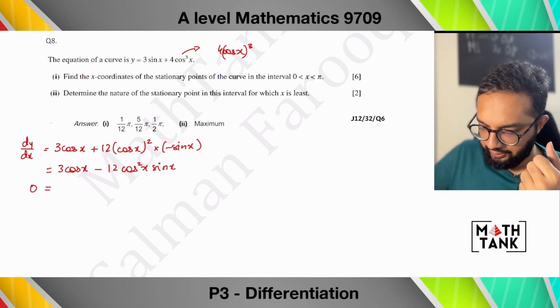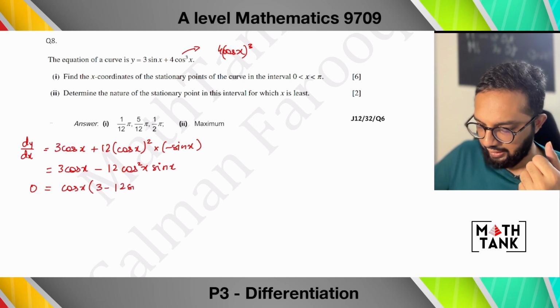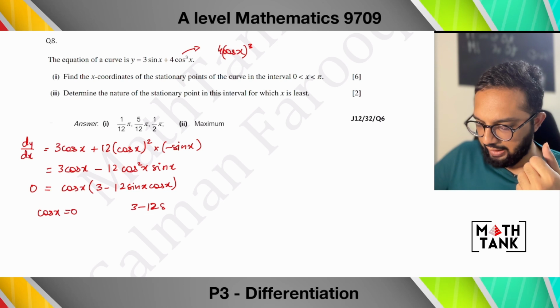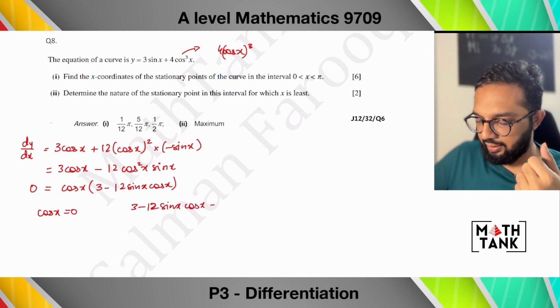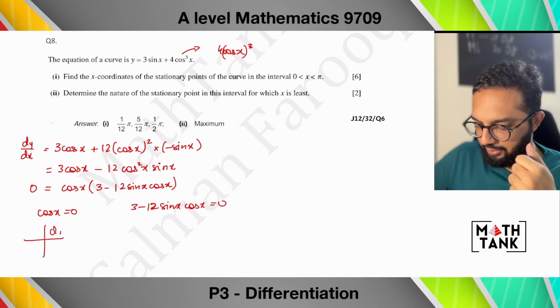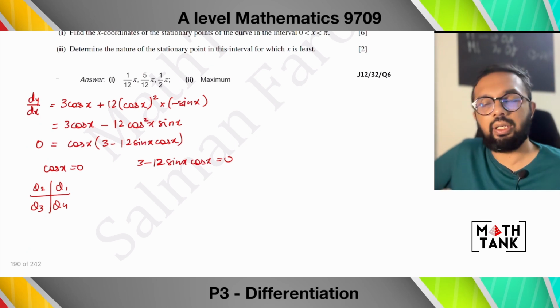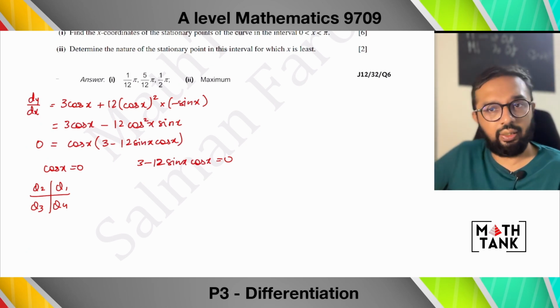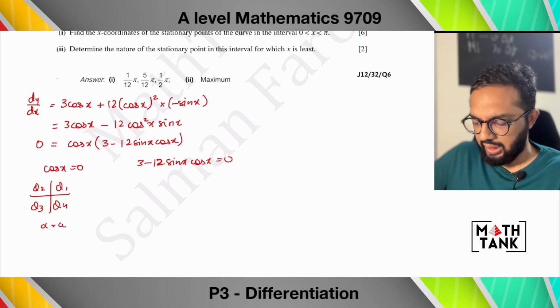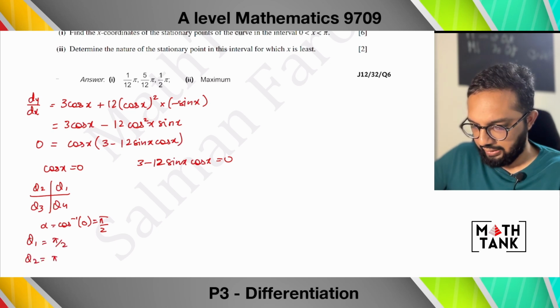Okay, then equating this to 0, I see cos x as common, so I'm going to say 3 minus 12 sin x cos x. So either cos x equals 0 or 3 minus 12 sin x cos x equals 0. Now for cos x equals 0, I can mark all 4 quadrants, or I can just imagine where cos would be 0, that is at 90 and 270. If I remember that, I should do that directly. If I don't, I should just mark my quadrants, go with cos inverse of 0, which gives you pi over 2. So quadrant 1 is pi over 2, quadrant 2 is pi minus pi over 2.